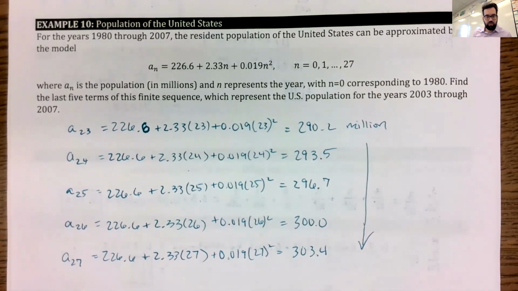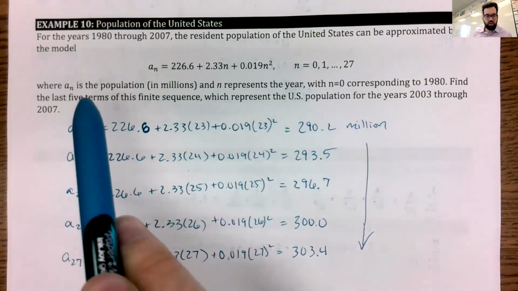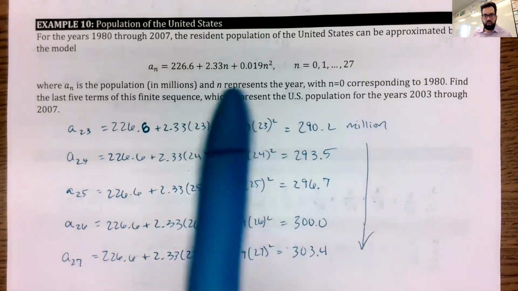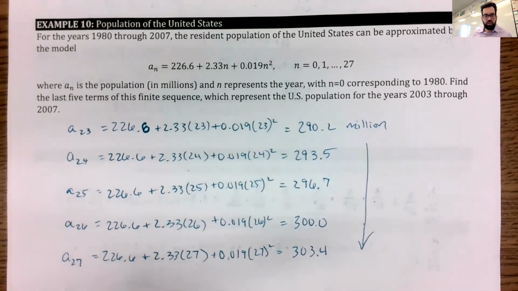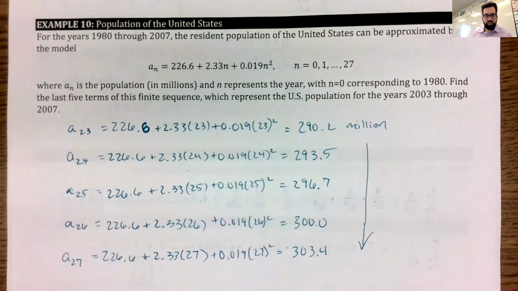All right, so it follows that pattern. This model says it stops when n is 27, so we couldn't potentially use this to predict how many people are in the US today, but this in no way says that that would be accurate. It's only accurate through 2007. Okay, so there you go.